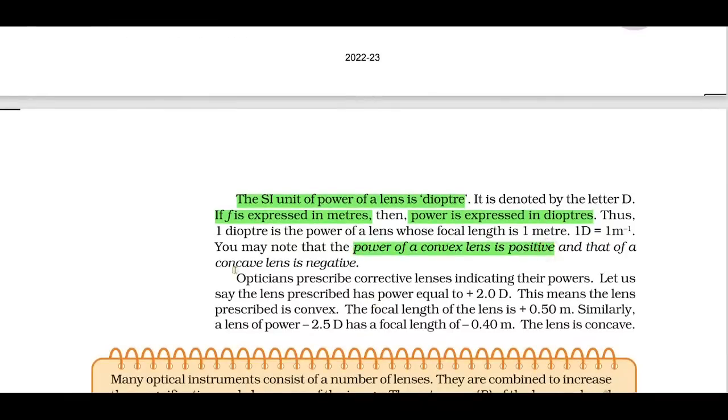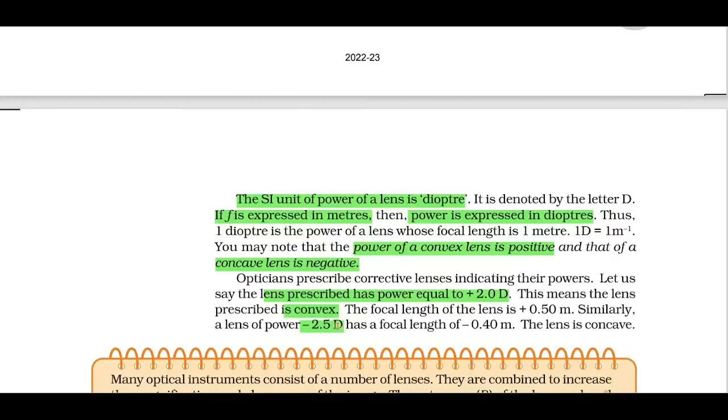Power of a convex lens is positive and that of a concave lens is negative. Convex lens is positive. Concave lens is negative. Say that if the prescribed lens has a power equal to plus 2 diopters, that means the lens is convex. In case of minus 2.5 diopters, that means the lens is concave. To calculate the power of a lens, you should always express the focal length in meters.